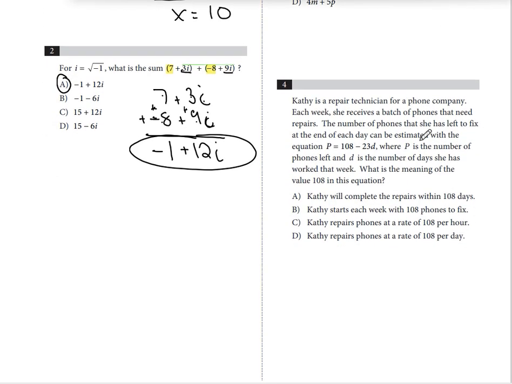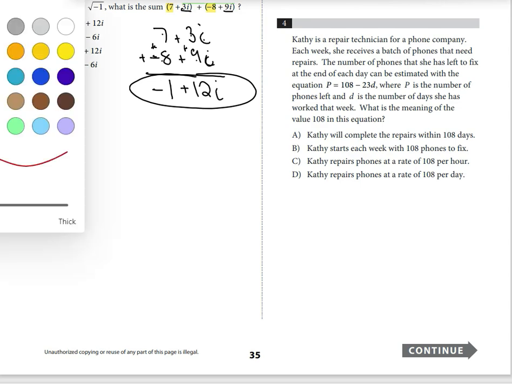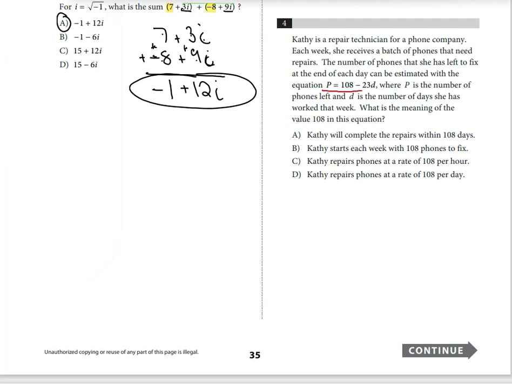All right, moving on to number 4. Kathy is a repair technician for a phone company. Each week she receives a batch of phones that needs repairs, and the number of phones she has left to fix at the end of each day can be estimated with the equation P equals 108 minus 23D. So let's underline that. So P equals 108 minus 23D, and that's going to be the number of phones she has left to fix at the end of each day.